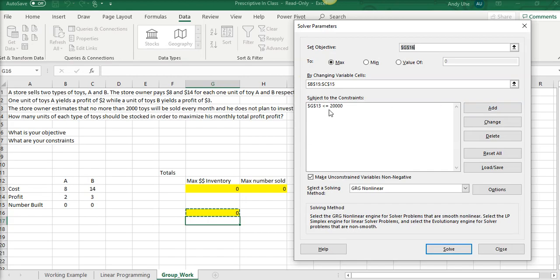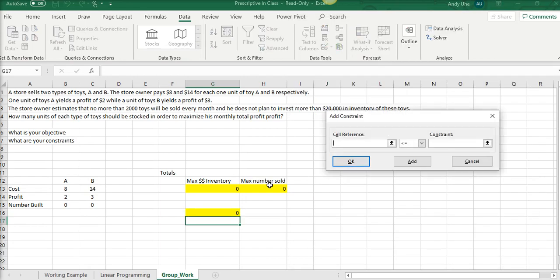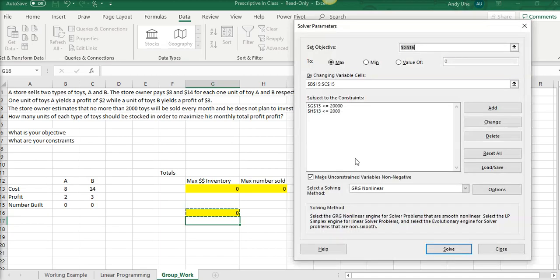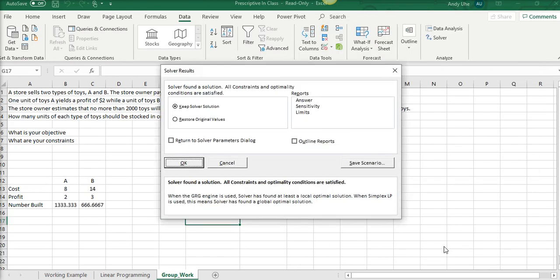This tripped us up in class. We don't want to type in 20,000 here or 2,000 here. We want to type in the formula and apply the 20,000 or 2,000 into here. So we're going to add a different one, and this constraint was $2,000. All right, so that's good, and we're going to solve it.